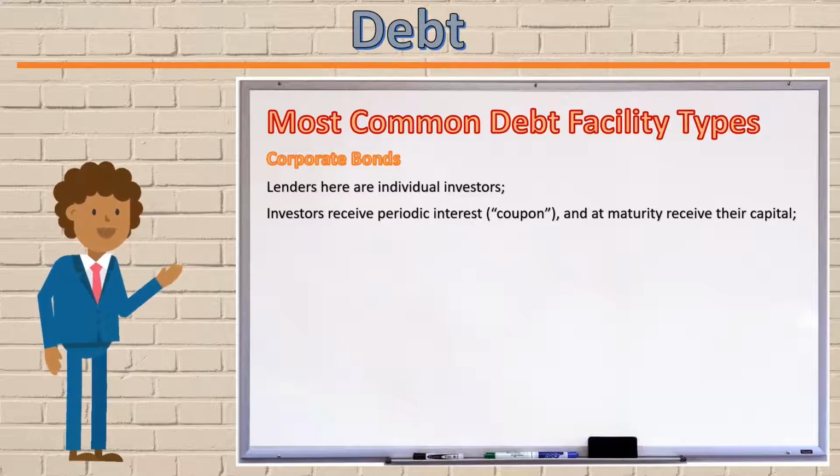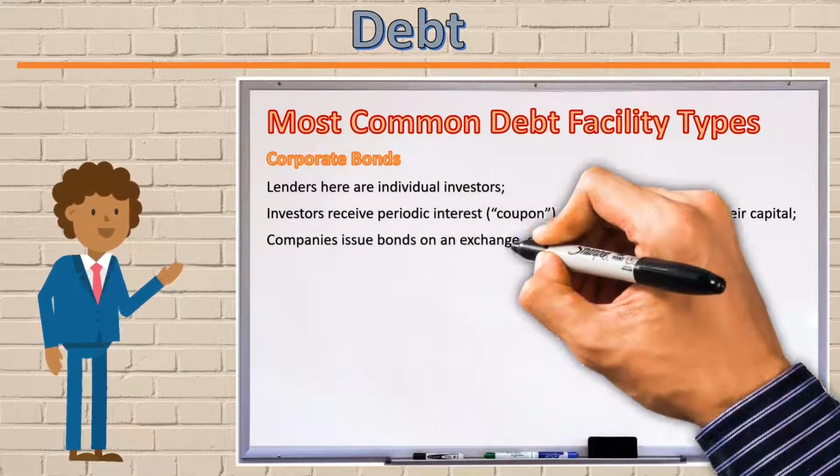The investors receive a periodic interest payment, called a coupon, and at the maturity of the bond, the investors receive their invested capital back, either at a discount, which is lower than the face value of a bond, at par, equal to the face value of a bond, or at a premium, higher than the face value of a bond.